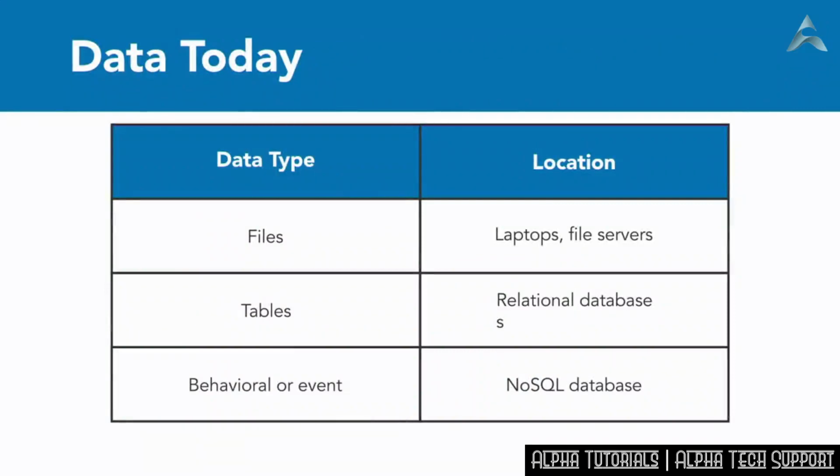So when we think about what data are today, in addition to file-based data, which we would see everywhere from laptops to file servers, whether they're on-prem or in the cloud, and tabular data in relational databases or data warehouses, the new type of data that's so important to consider and is really the driving force behind NoSQL is behavioral data, which is sometimes called event data as well. And that data is most typically put into some kind of NoSQL database.